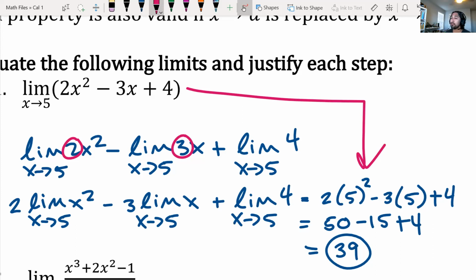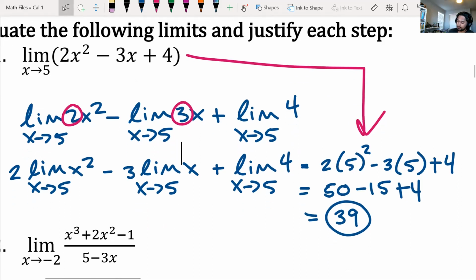But that wasn't the purpose of the exercise. The purpose of the exercise was how can you use the properties above that you just learned? And now that you know how to use these properties, you can use them whenever you want, but all you really have to do is plug in 5 and solve. So, not bad, right?